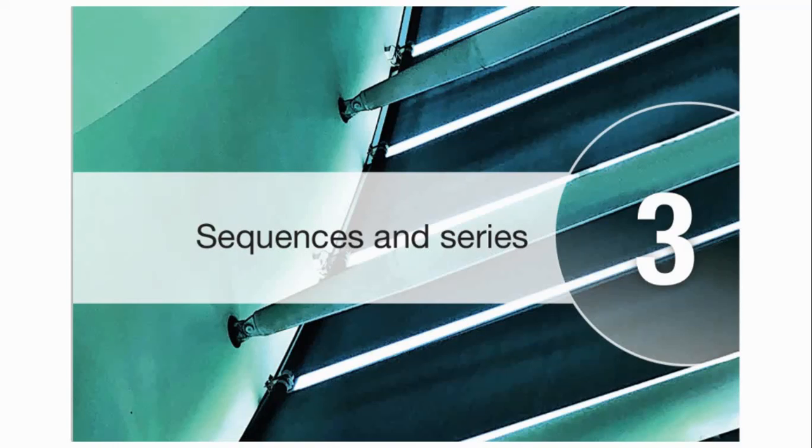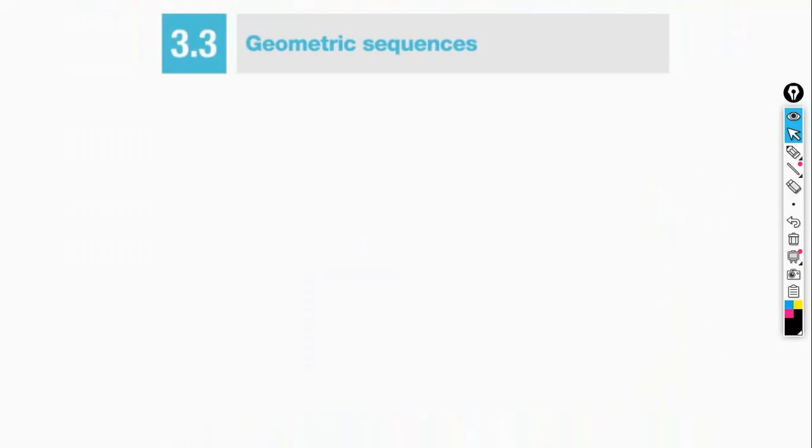Hello everybody, in this video we're going to continue with Chapter 3, Sequences and Series, specifically 3.3, Geometric Sequences. So what would be an example of a geometric sequence? Let's start with, say, the number 3, then the next term 6, 12, 24, 48, 96, etc. So this is a typical geometric sequence.